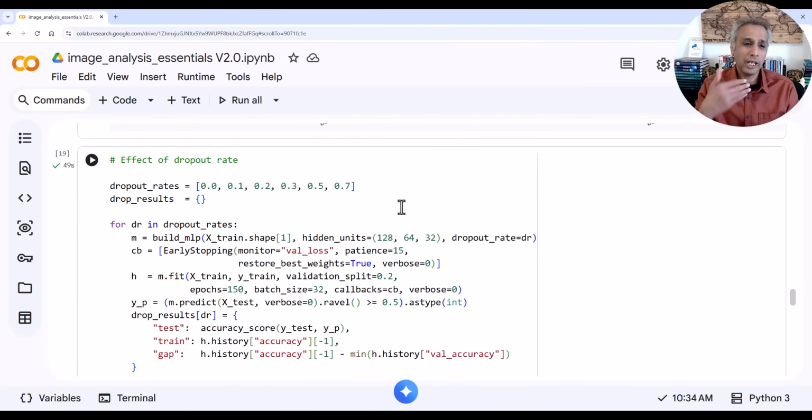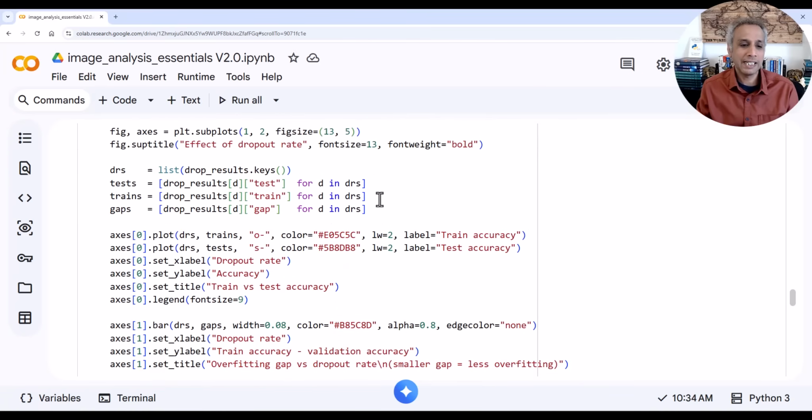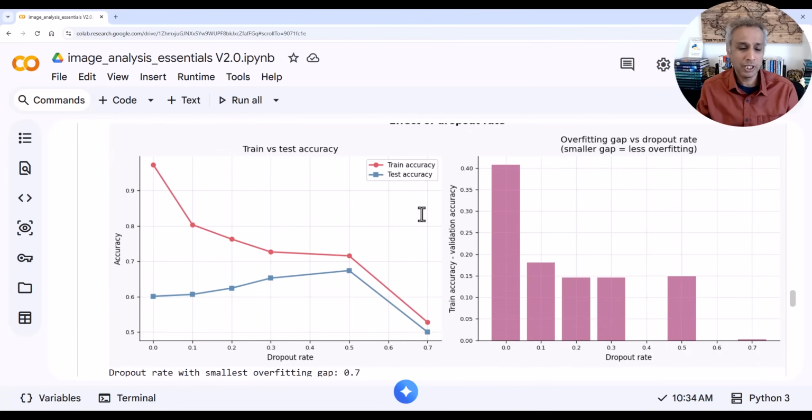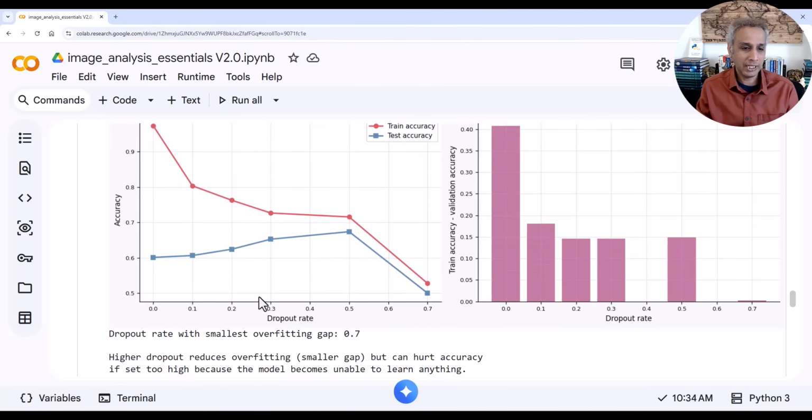Now, the effect of dropout rate. In our model, we actually included a dropout of 35%, if I'm not wrong, 0.35. Now let's see dropout of 0, 0.1, 0.2, 0.3, 0.5, and 0.7 and see how it affects our output. And you can see as the dropout rate increases, the accuracy is actually compromised. Yeah, well, you're compromising on accuracy. The accuracy goes down, but at the same time, the overfitting is minimized.